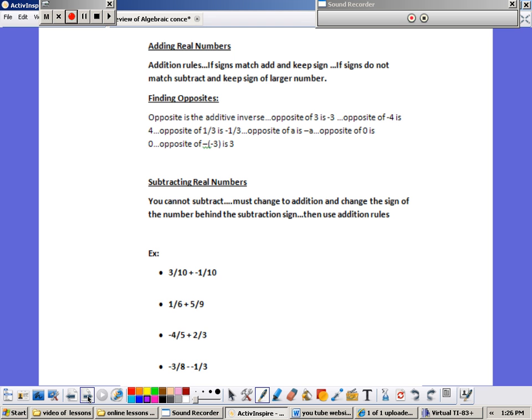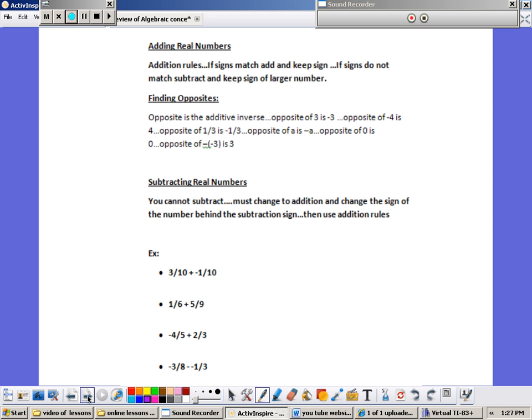To find opposites, an opposite is the same thing as an additive inverse. So the opposite of 3 is -3. The opposite of -4 is 4. The opposite of 1/3 is -1/3. The opposite of A is -A.